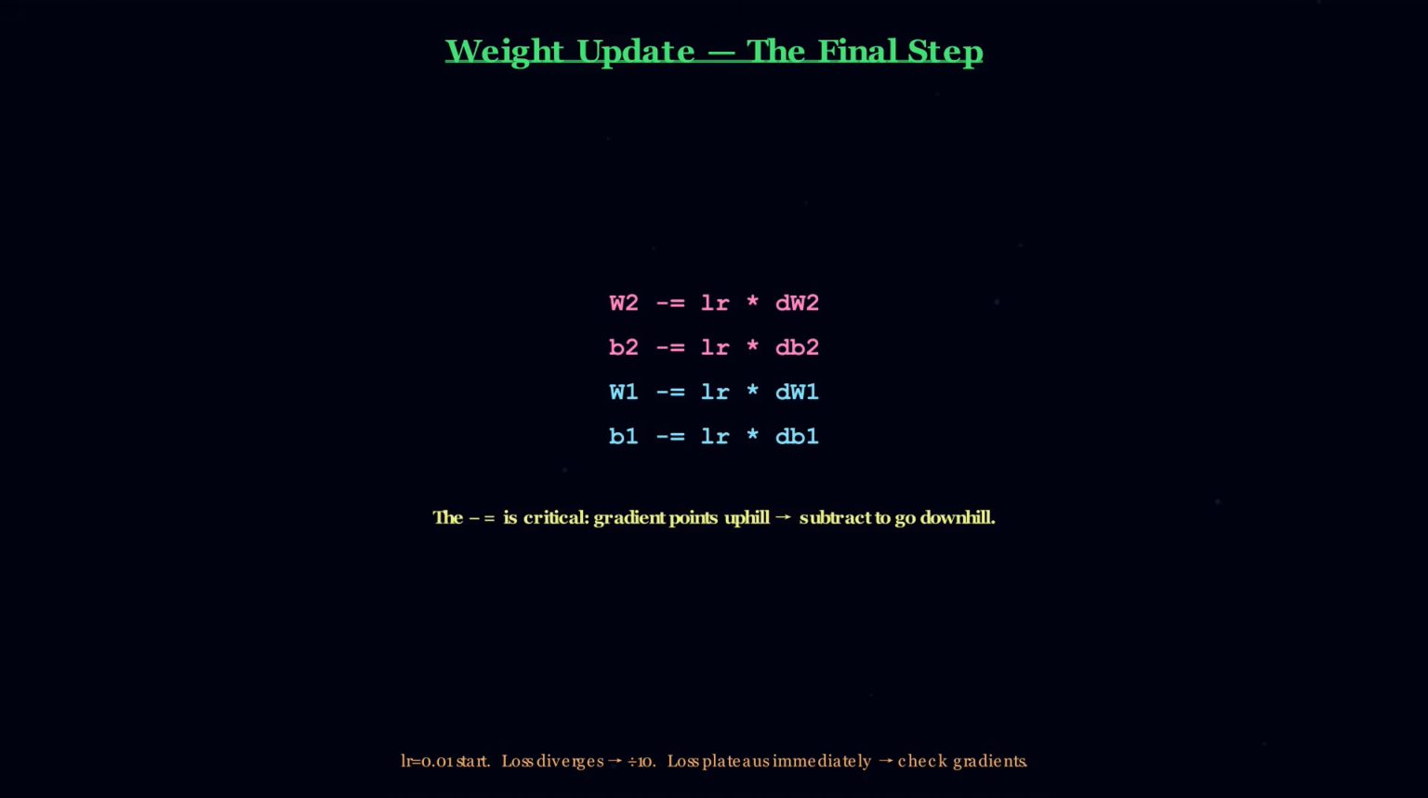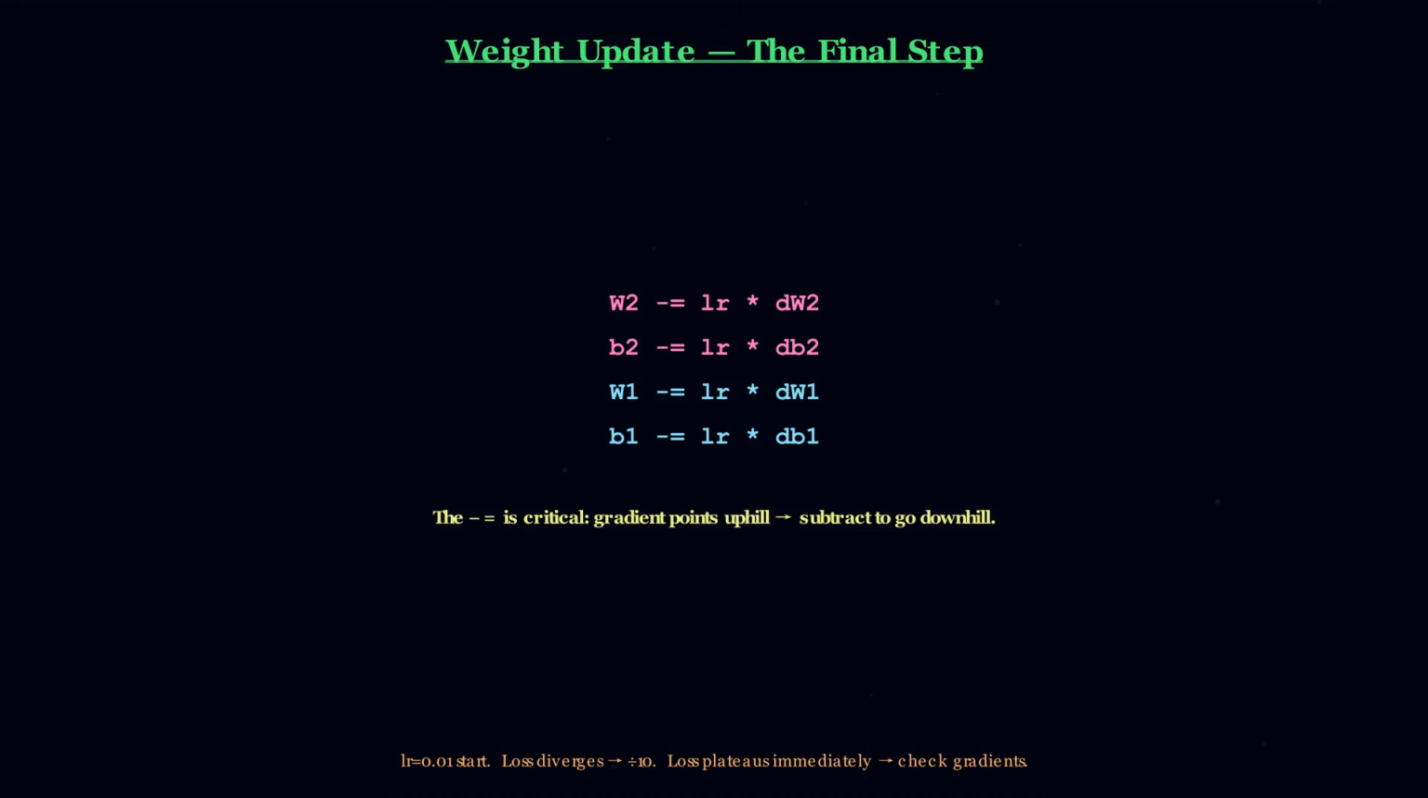W1 minus equals learning rate times dW1. B1 minus equals learning rate times dB1. Same for W2 and B2. The minus sign is critical. The gradient points in the direction of steepest increase in loss. We subtract it to decrease the loss. If dW1 is positive for some weight, that weight gets reduced. If negative, it gets increased.